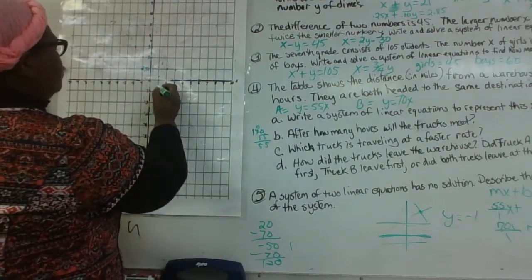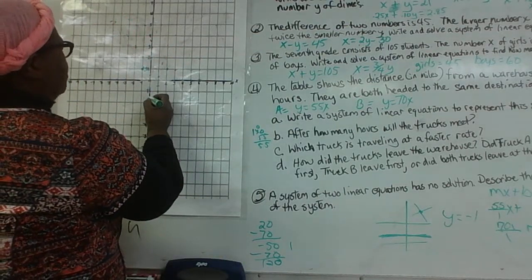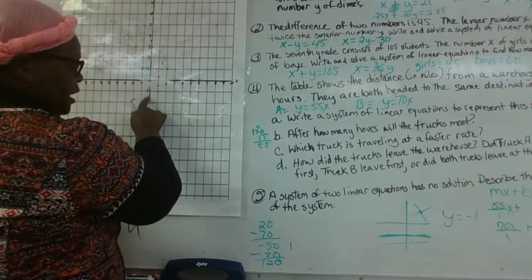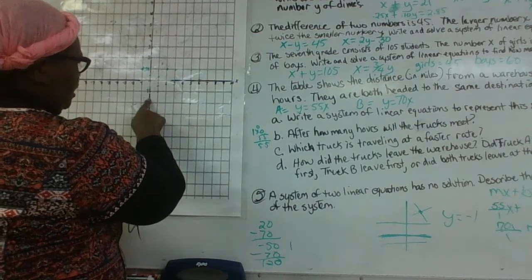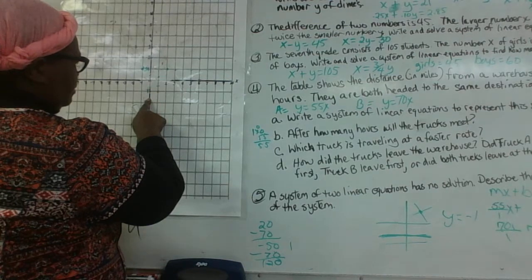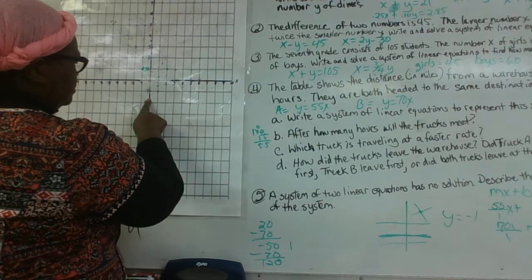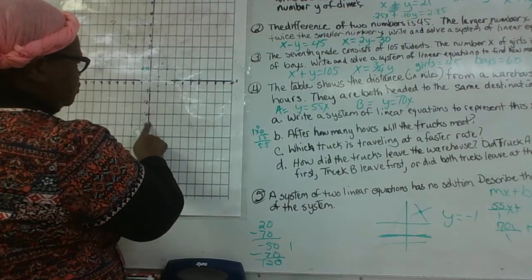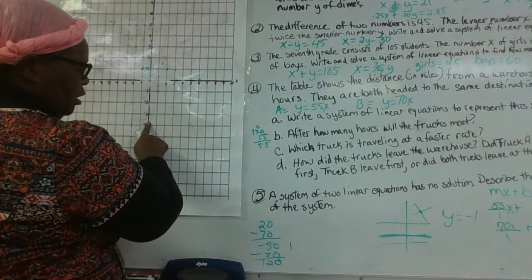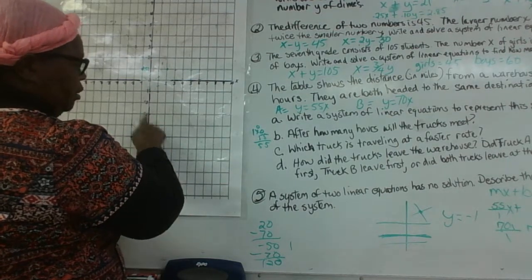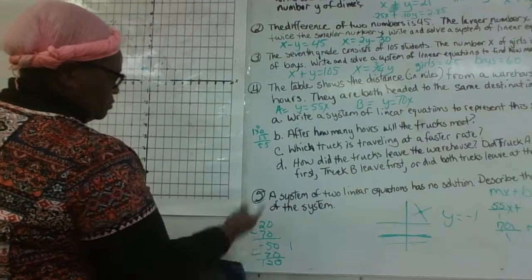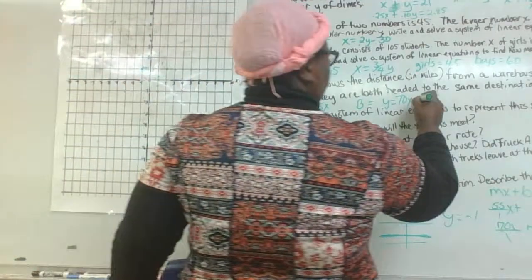When we go down again, and we come in contact with the I lost my train of thought. The bottom line is negative 120. Okay, I lost my train of thought.